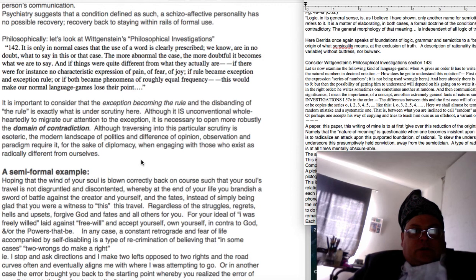It is only in normal cases that the use of a word is clearly prescribed. We are in no doubt what to say in this or that case. The more abnormal the case, the more doubtful it becomes what we are to say. And if things were quite different from what they actually are, if there were, for instance, no characteristic expression of pain, of fear, of joy, if rule became exception and exception rule, or if both became phenomena of roughly equal frequency, this would make our normal language games lose their point.